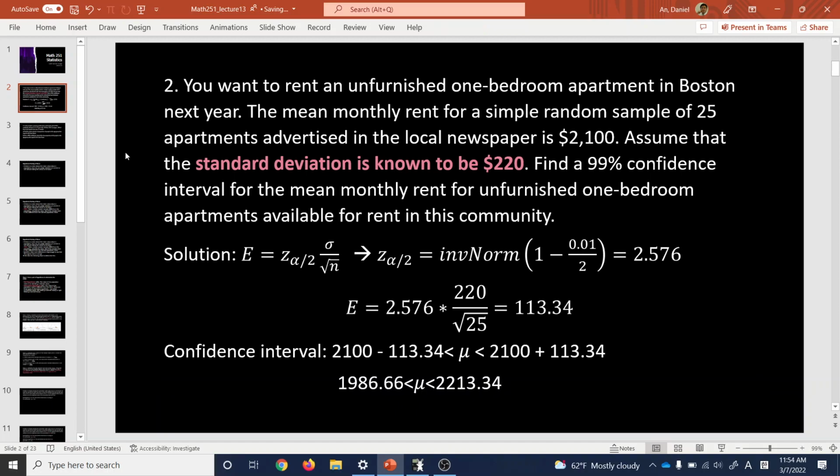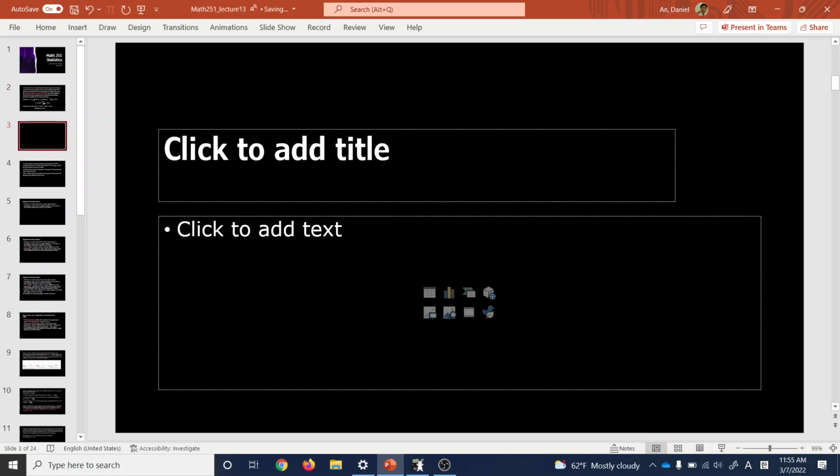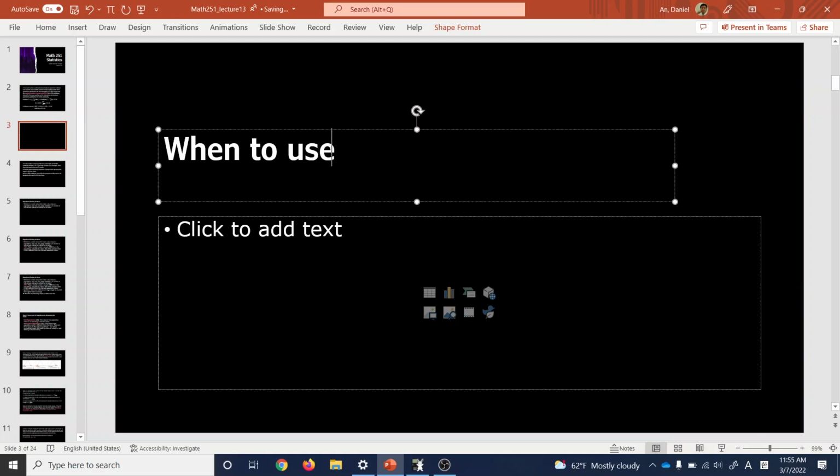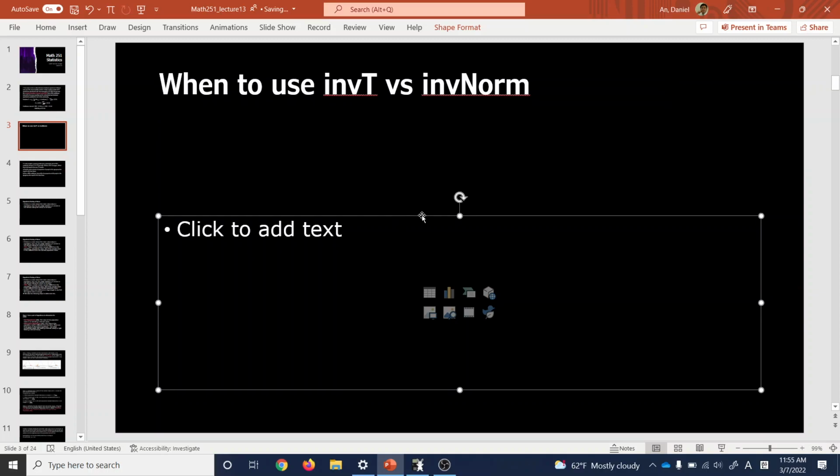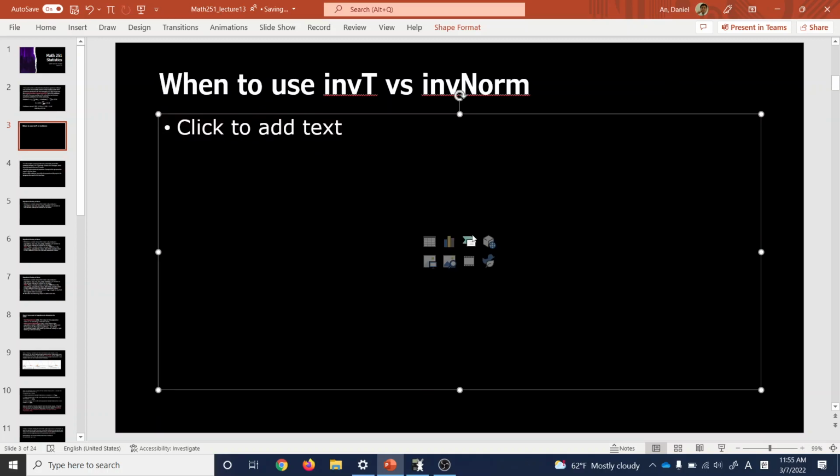Yes? I'm still a little bit confused as to why you used inverse norm instead of inverse t. You're still asking me why you use inverse norm, inverse t. So let's review when to use inverse t versus inverse norm. Let's make a table. 3 by 3.